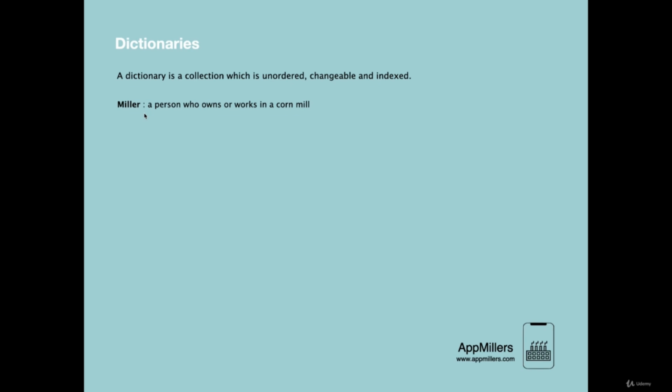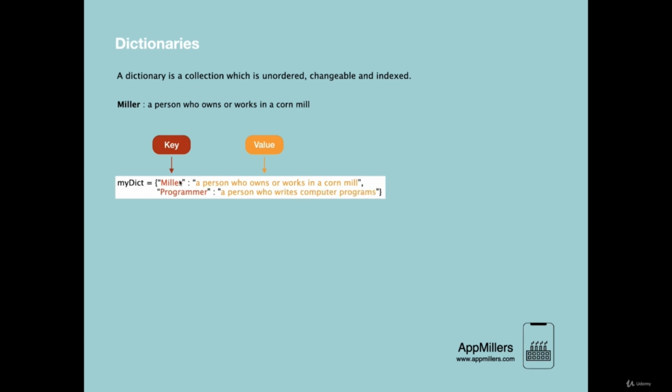So there is a similar concept in Python in which we can express the preceding dictionary entry like this, where a key is a word from a real dictionary and the value is a combining explanation. And you can create a dictionary and put in more than one of these key value pairs. So in our case, we have two key value pairs over here. The first one is miller, then we have explanation, and the second one is programmer, then we have explanation.